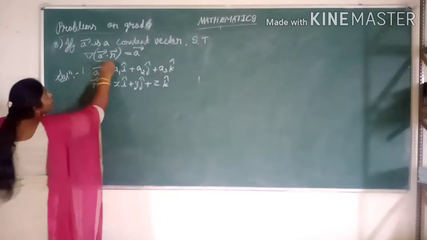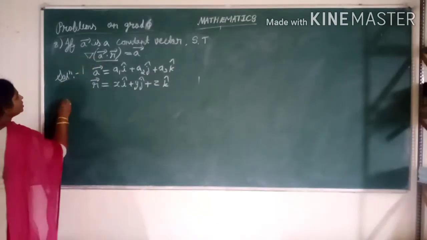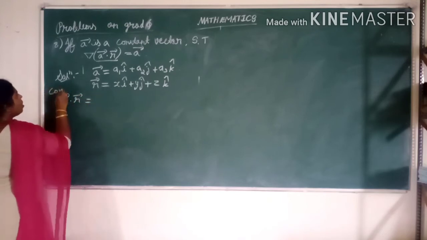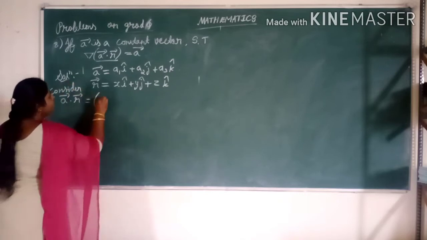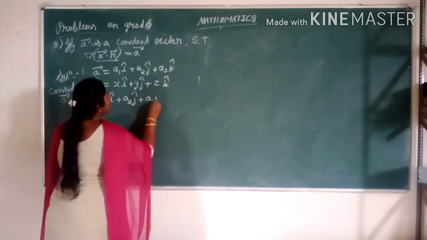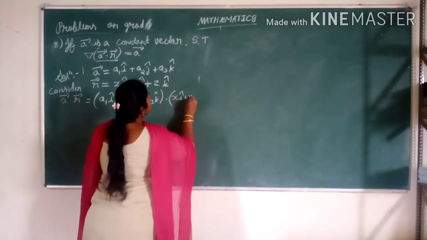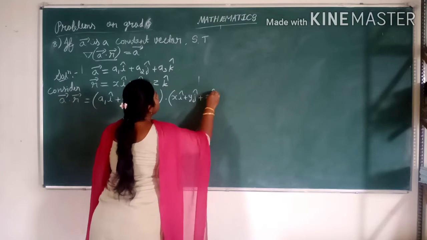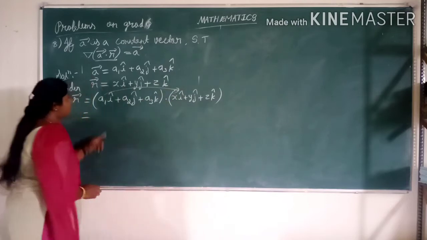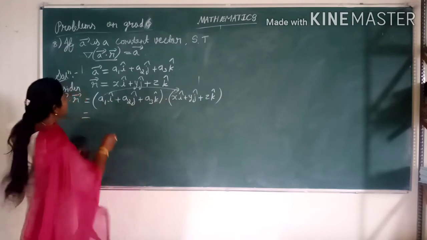Now we want to find, first, the dot product of A dot r before finding the grad of A dot r. First find the dot product of vector A dot r. Vector A is A1 into i cap plus A2 into j cap plus A3 into k cap, the dot product with x into i cap plus y into j cap plus z into k cap. Find the dot product. Multiply A1 with all three terms. A1 into x is A1x.